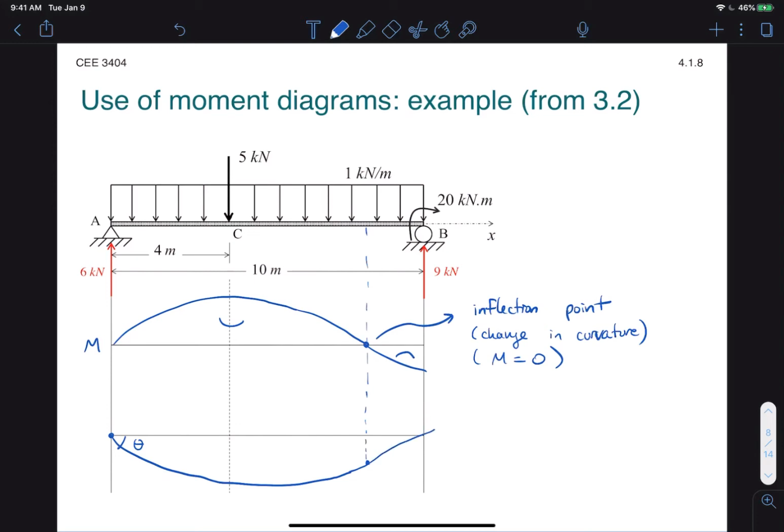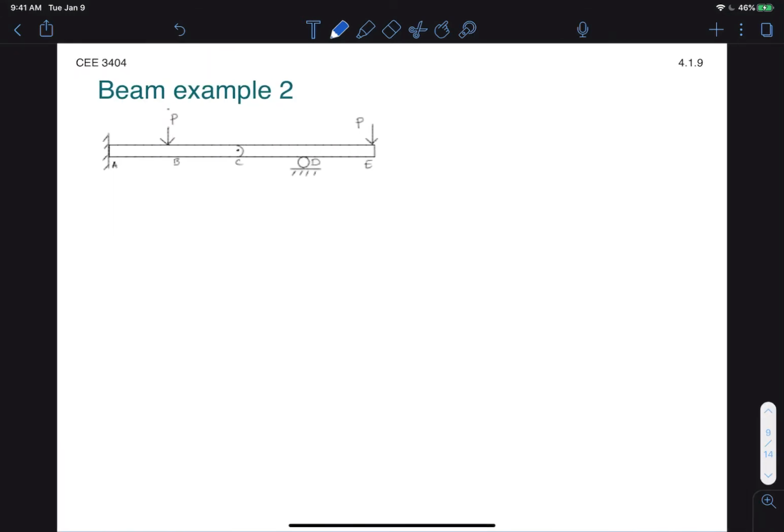So in this case, just to be clear, we'll put concave up here and concave down. Note that we also have an angle at B there. Now let's look at a slightly trickier example. Here we have a pin-connected beam that is fixed at one end and roller supported at the other end.